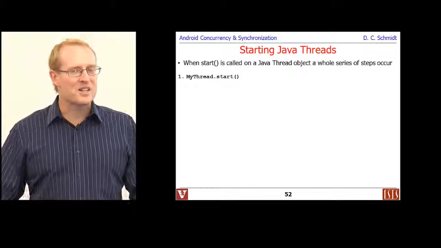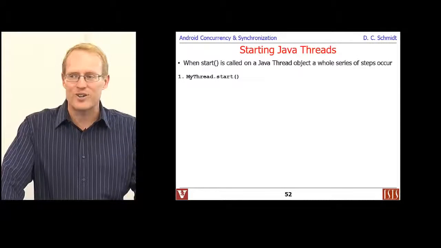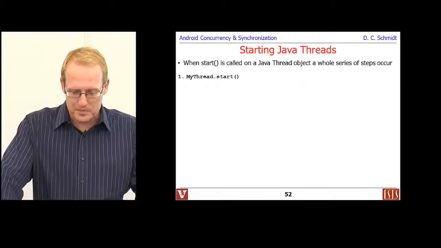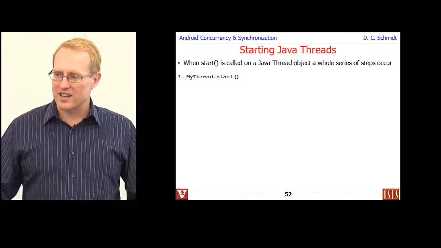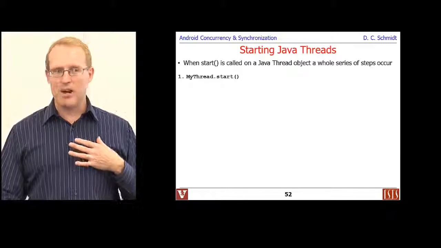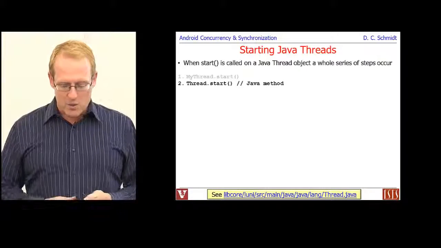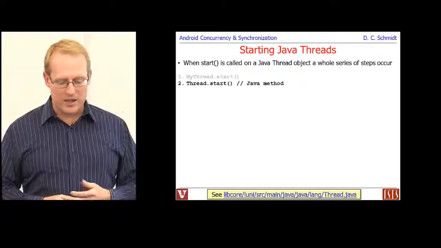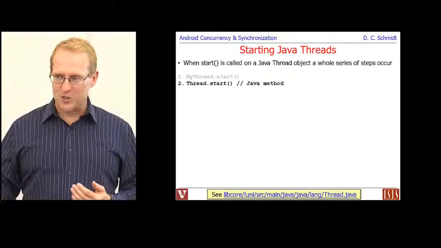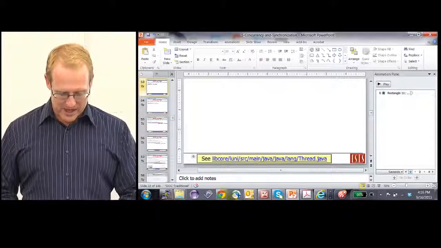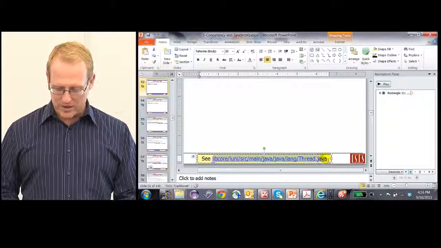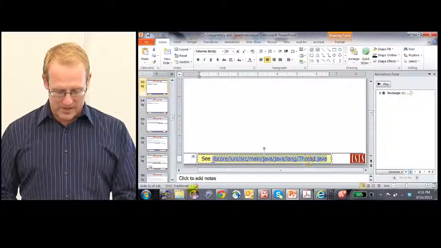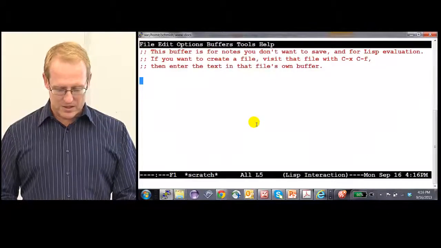Okay, so now let's spend a little time talking about what happens when you start a thread. And this is actually kind of cool. When you start a thread, a whole bunch of things take place under the hood. So you have a thread, my thread, you say myThread.start. Well, what that does is it ends up calling Thread.start, which is a Java method. And we can go and take a look at the source code for this thing. I'm not going to belabor it, but I think it's kind of fun to take a look at this stuff.